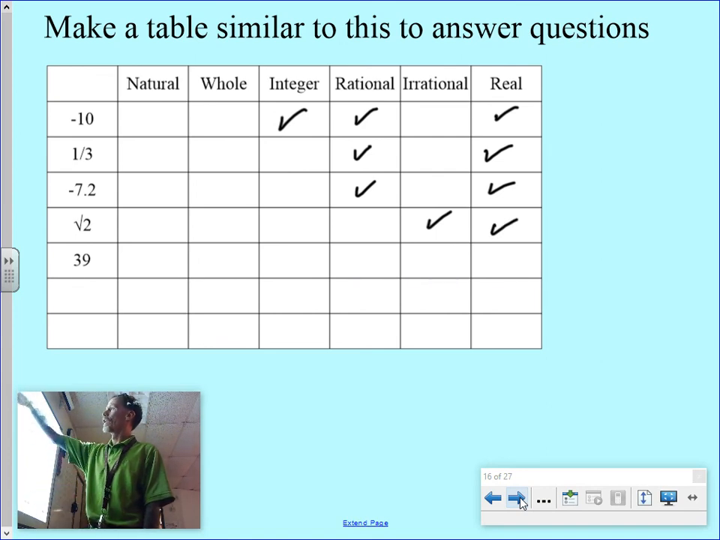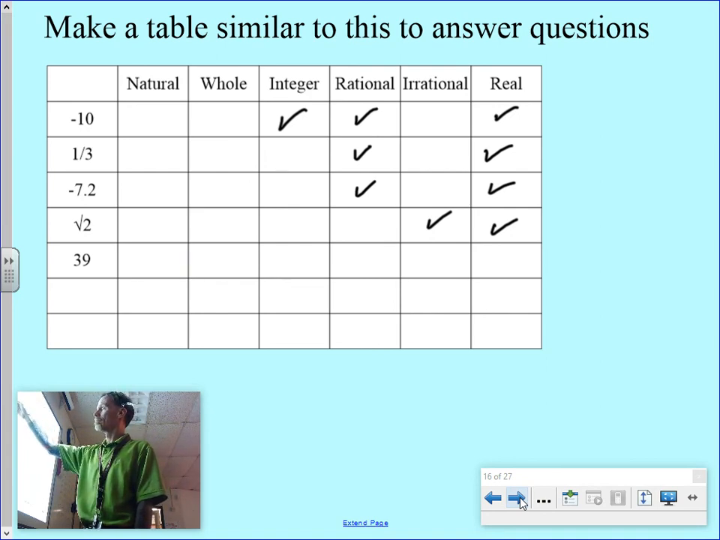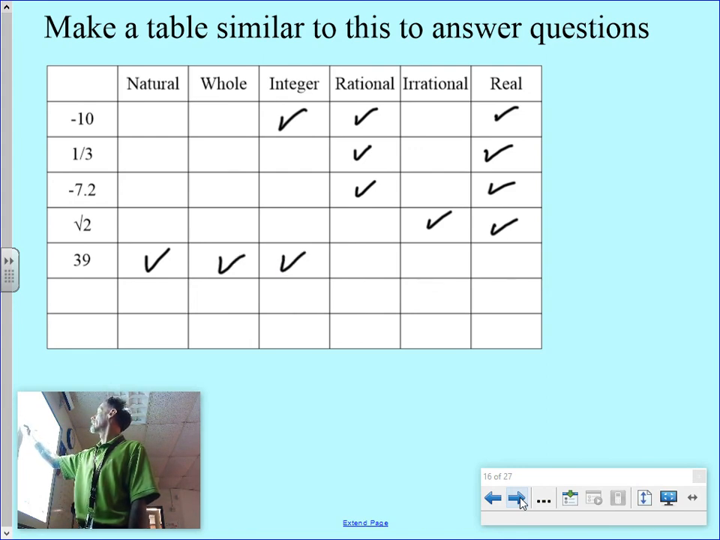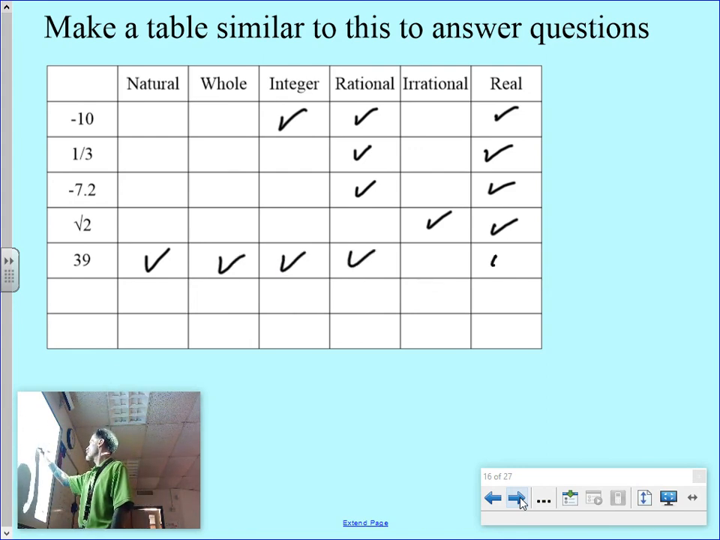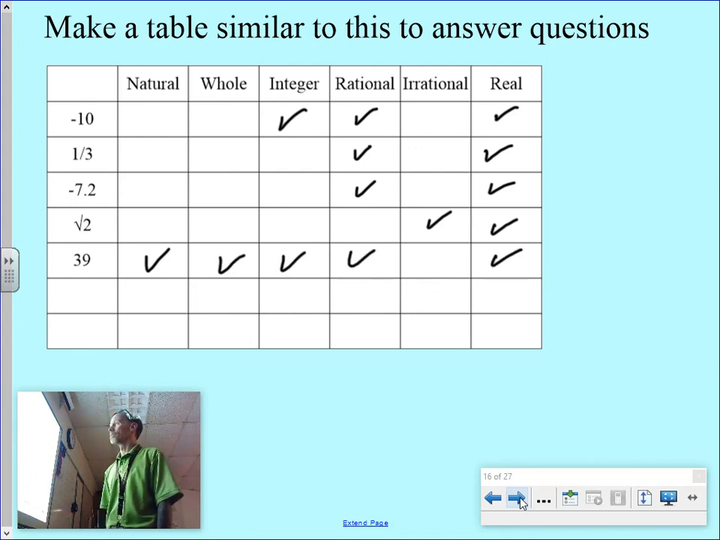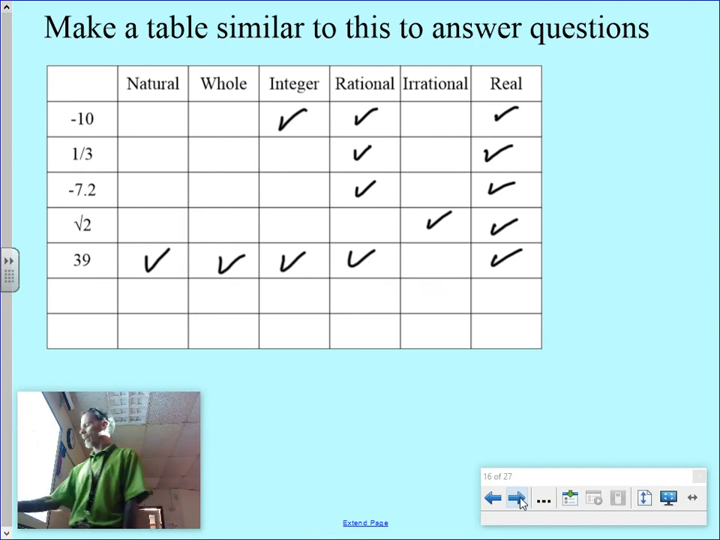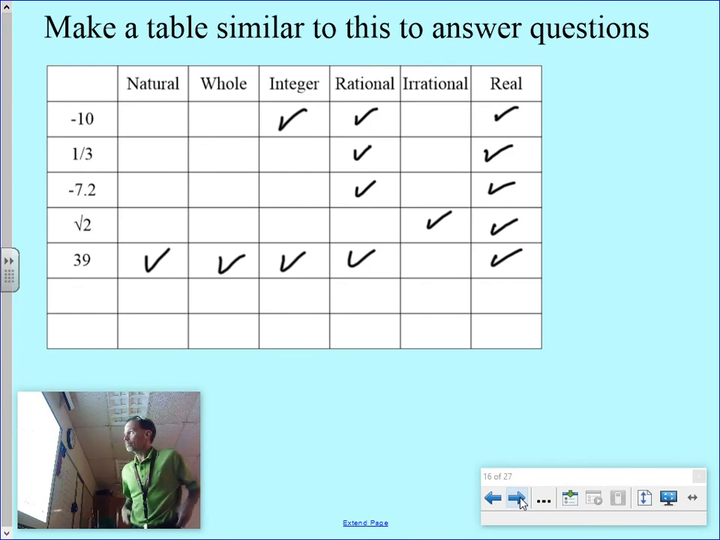And then 39, well, we can count to 39 just using our fingers and toes and maybe someone else's fingers and toes. But that's natural, and then it's everything else. Again, skip irrational, unless it's irrational. Kind of go from there. Okay? So that's your classification of real numbers.